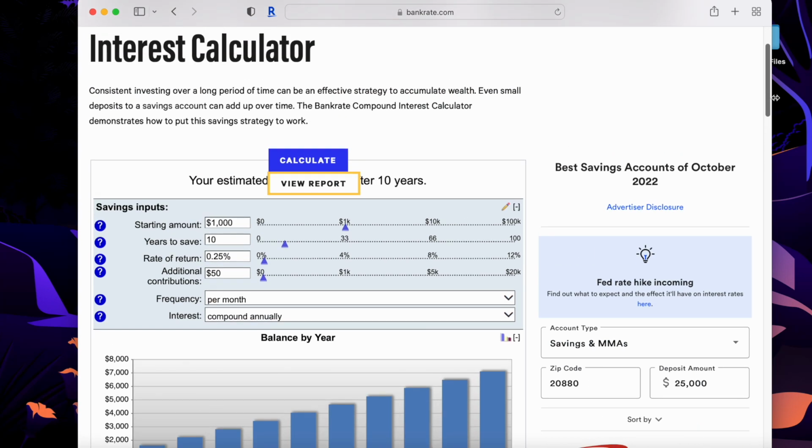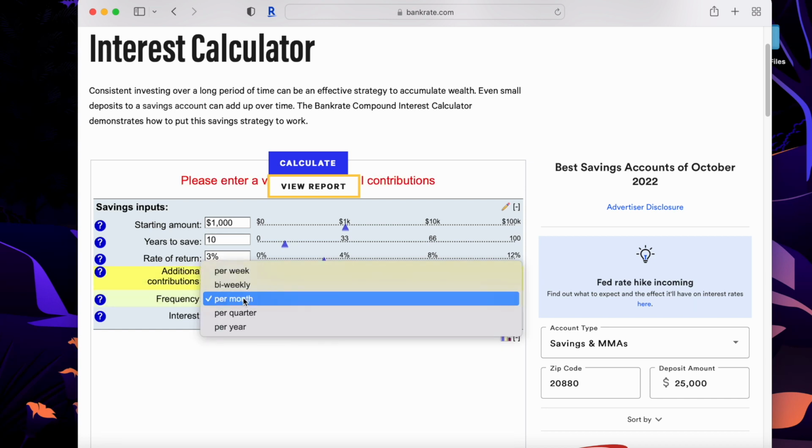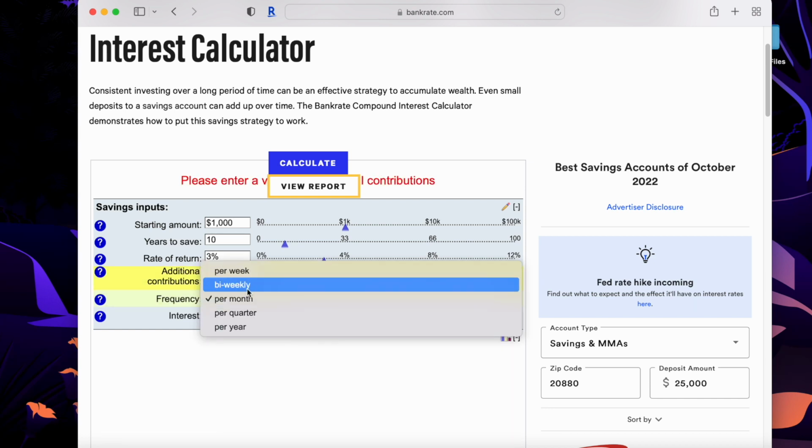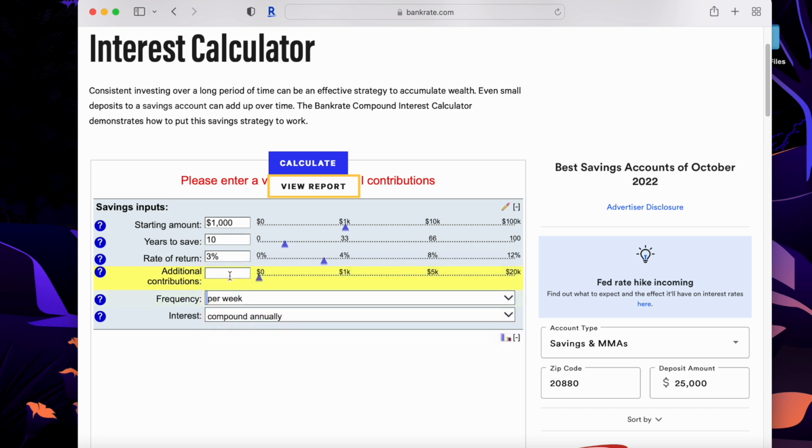So it has 1,000 here. That's a good amount to start with. We're going to start with 1,000 and we're going to say for 10 years, the rate of return, I don't like that 0.24. We're going to say your rate of return is 3% a year, okay? And you can put how much you're going to add per month, per week, bi-weekly, per quarter, per year. So let's say per week, you're putting $50 into this.